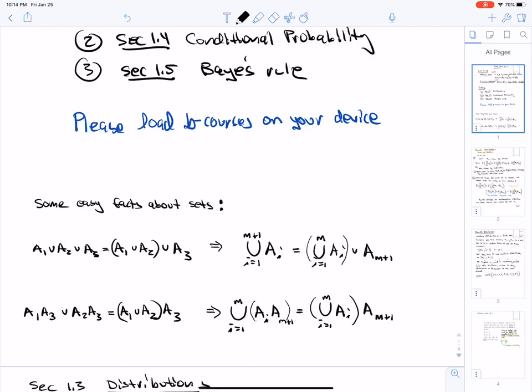Furthermore, union and intersection, which I write as multiplication here, distribute. So the expression on the left shows how when we have three events, if I take the union of A1 and A2 and I intersect that with A3, that's just the same as taking A1 intersect A3 union A2 intersect A3. And how this would generalize is shown on the right.